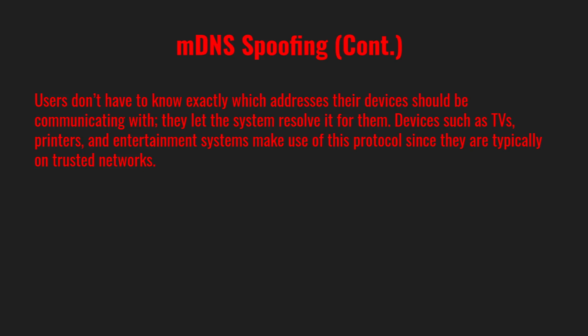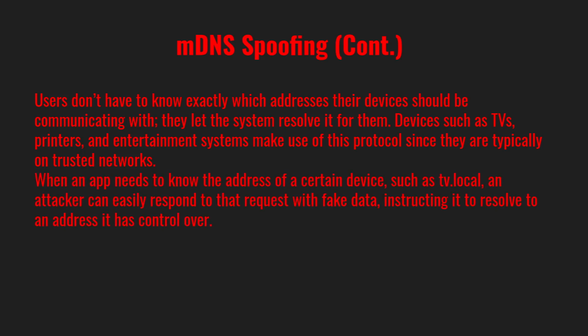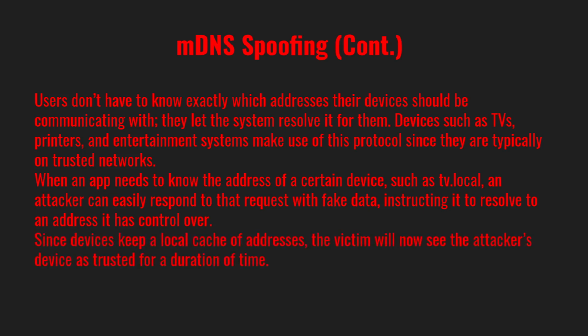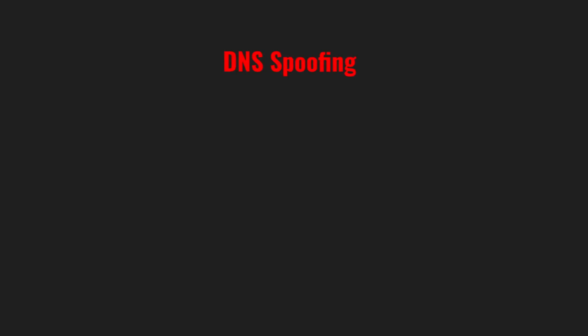Devices such as TVs, printers, and entertainment systems make use of this protocol since they are typically on a trusted network. So when an application needs to know the address of a certain device, such as tv.local, an attacker can easily respond to that request with fake data, instructing it to resolve to an address it has control over. Since devices keep a local cache of addresses, the victim will now see the attacker's device as trusted for a duration of time. We have DNS spoofing.